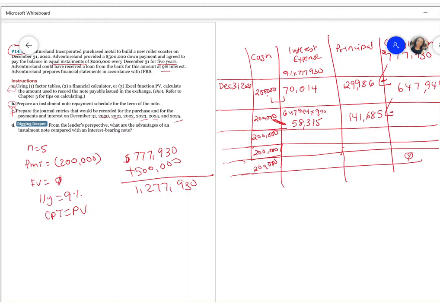But I'm just going to show you how we completed the first 2 years. So what we're going to do is show you how to do the entry for the first 2, and then you can complete the table for 23, 24, and 25, and complete the entries like what we did here.